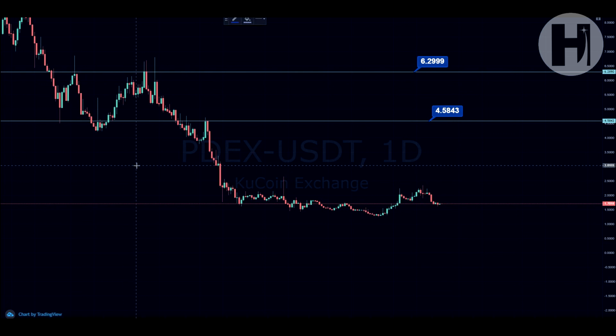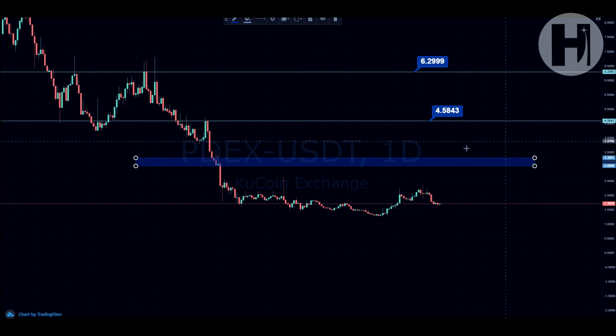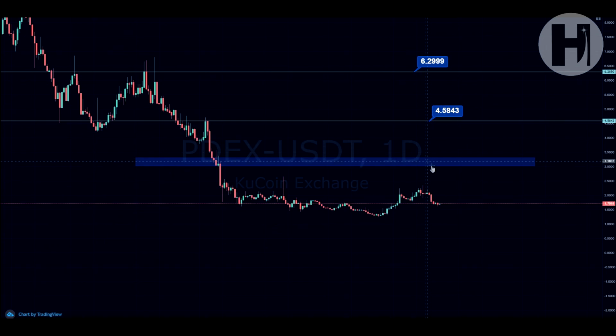Also, potentially we could reach this zone over here. Okay, this is where we could reach in terms of the pump that we're going to see potentially. So $3, somewhere in the $3 range, maybe $2.99 would be a great zone. Don't have round numbers in your orders as well. So yeah, that's something to keep in mind.